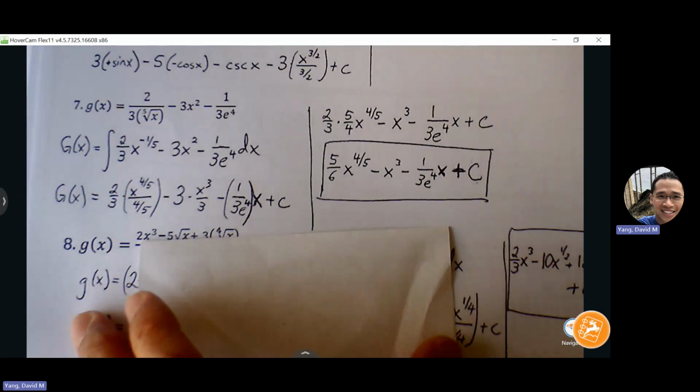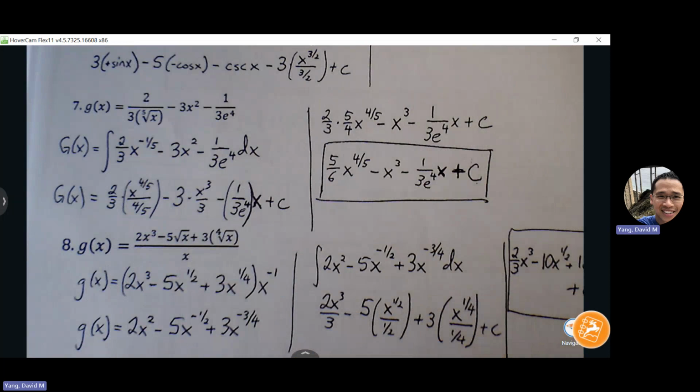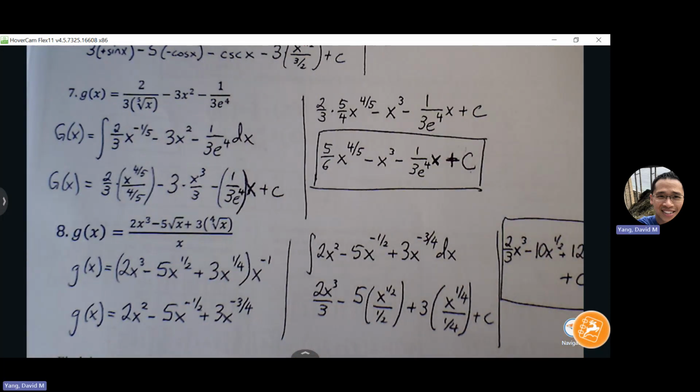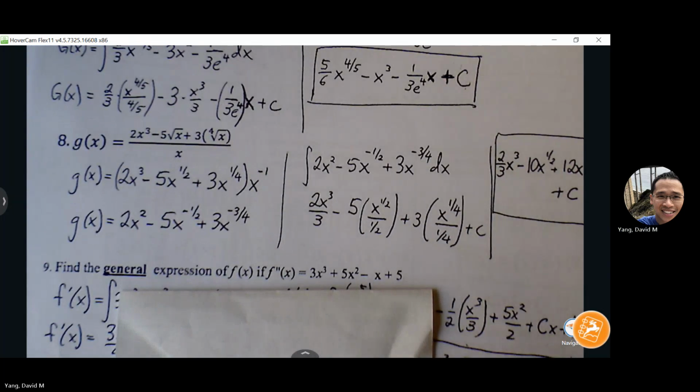Okay, few minutes here, can we try number 9? Number 9 is a general solution problem. You're going to just take the antiderivative twice, plus c sub 1 will show up the first time, and plus c sub 2 will show up the second time, or plus c will show up the first time and plus k the second time. Try number 9.